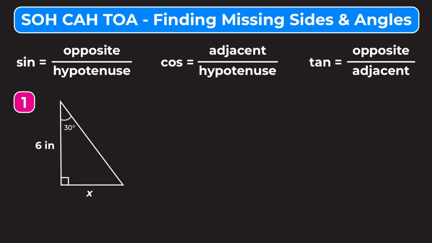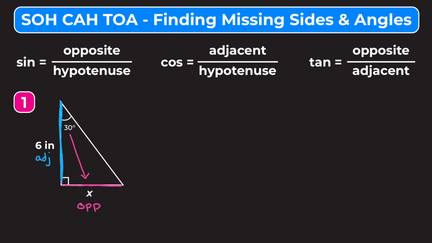So if we look at the side labeled X, we'll notice that it is across from the 30-degree angle. So it's the leg that's across from the 30-degree angle, so that means this is our opposite side. And if we look at the side labeled 6 inches, it's our other leg, and it's touching the 30-degree angle, or it makes up the 30-degree angle along with the hypotenuse. So this is our adjacent side.